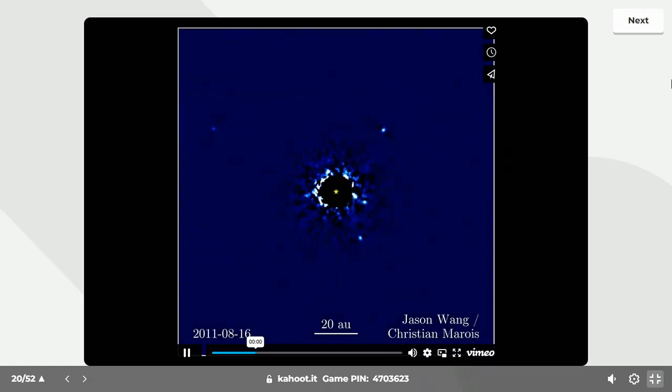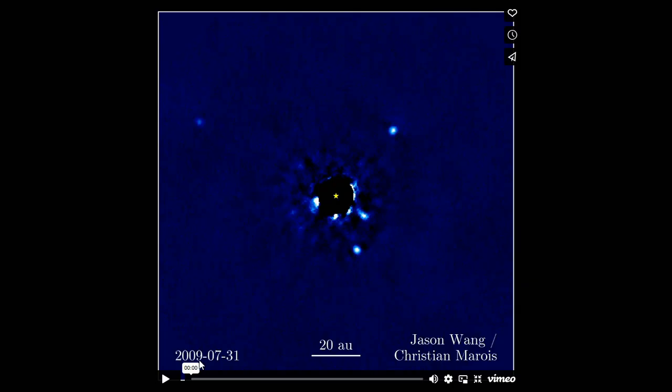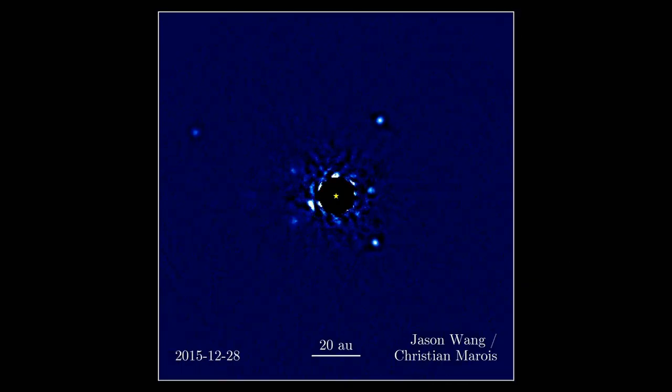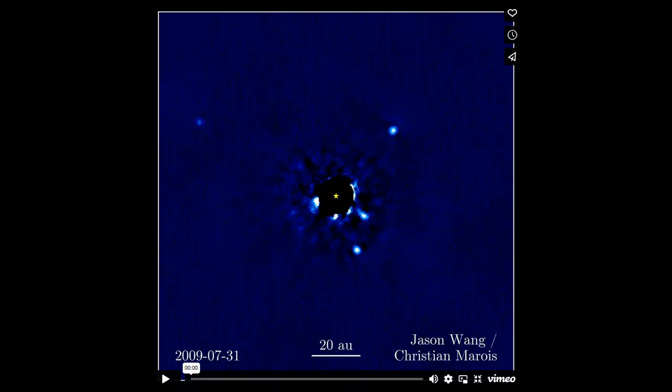And then you can put those pictures together over the course of several years to get a little movie of how those planets are orbiting around their host star.